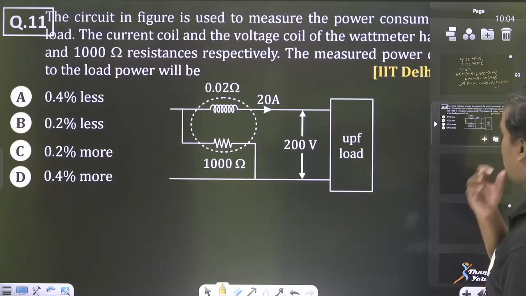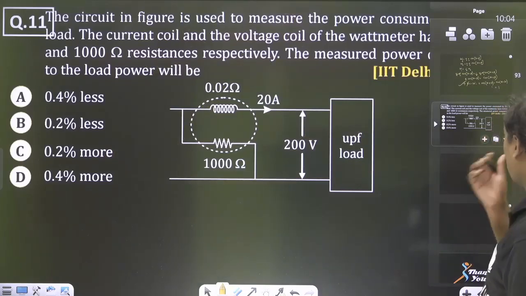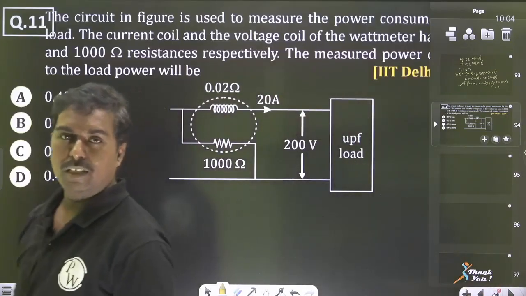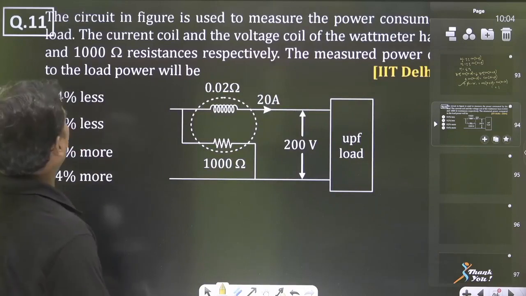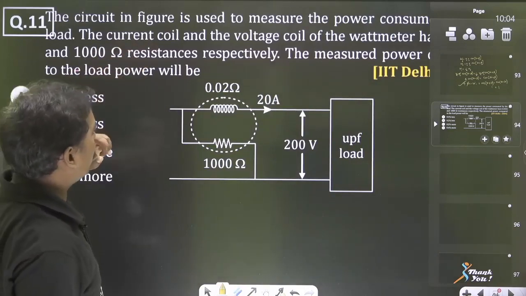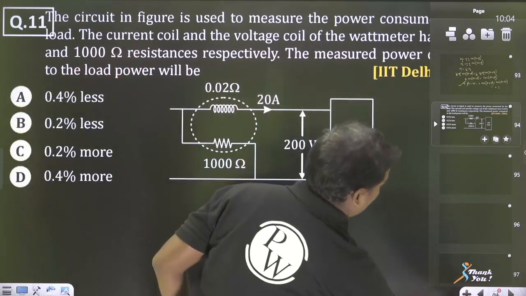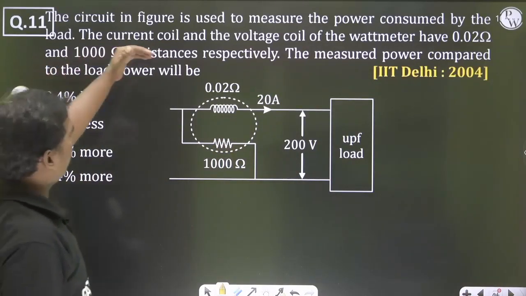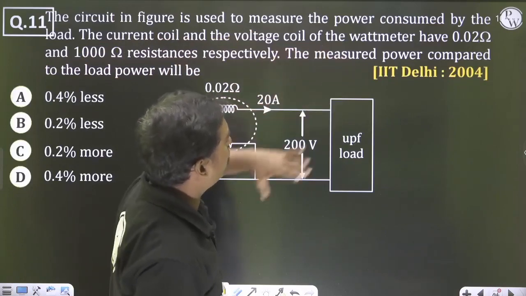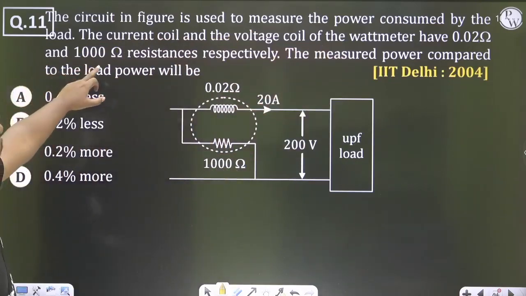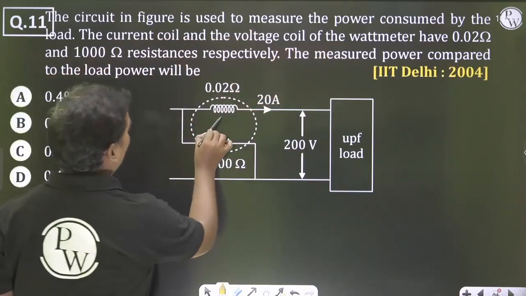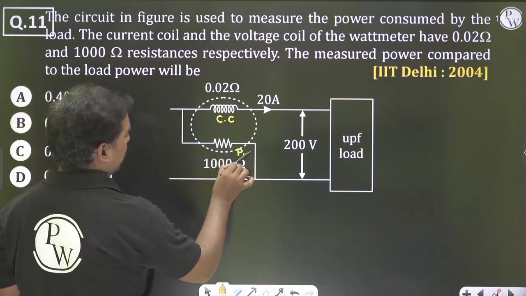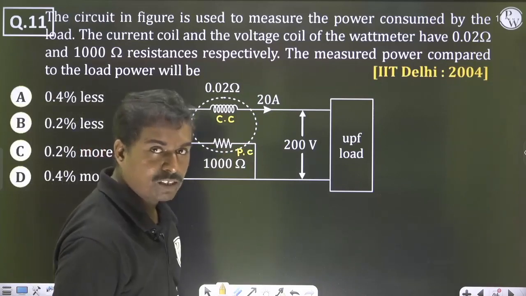What is this question? Let us see. This question is related to error in the connection, error due to connection. The circuit in figure is used to measure the power consumed by the load. The current coil and the voltage coil of the wattmeter have 0.02 and 1000 ohms resistance. So this is a current coil and this is the potential coil. So current coil resistance is given, potential coil resistance is given.